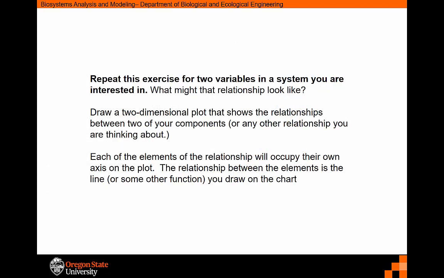Now it's your turn. Repeat this exercise for 2 variables in a system you are interested in. What might that relationship look like? Draw a 2-dimensional plot that shows the relationship between 2 of your components and any other relationships you were thinking about. Each of the elements in the relationship will occupy their own axis on the plot. The relationship between the elements is the line, or some other function, you draw on the chart.